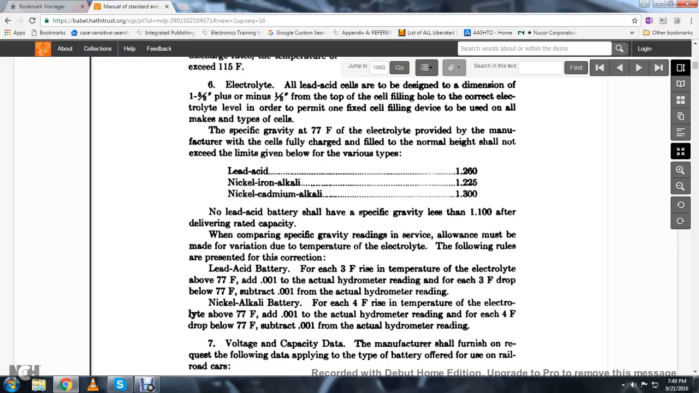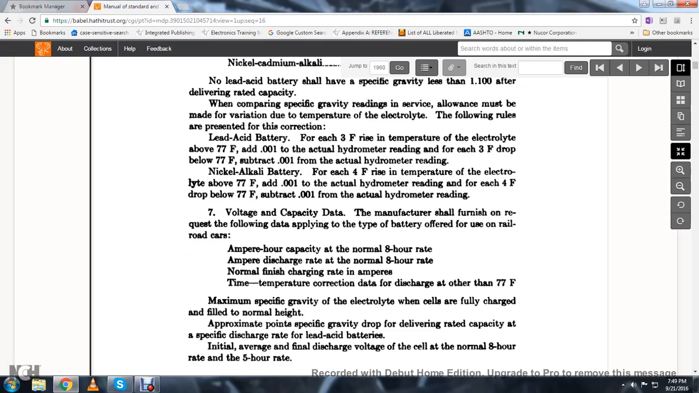The following rules are presented for the correction. Lead acid batteries: for each 3 degrees Fahrenheit rise in temperature of the electrolyte above 77 degrees Fahrenheit, add 1/10,000th to the actual hydrometer reading. For each 3 degrees Fahrenheit drop below 77 degrees, subtract 1/10,000th from the actual hydrometer reading. Nickel alkaline batteries: for each 4 degrees Fahrenheit rise in the temperature of the electrolyte above 77 degrees, add 1/10,000th to the actual hydrometer reading. For each 4 degrees drop below 77 degrees, subtract 1/10,000th from the actual hydrometer reading.